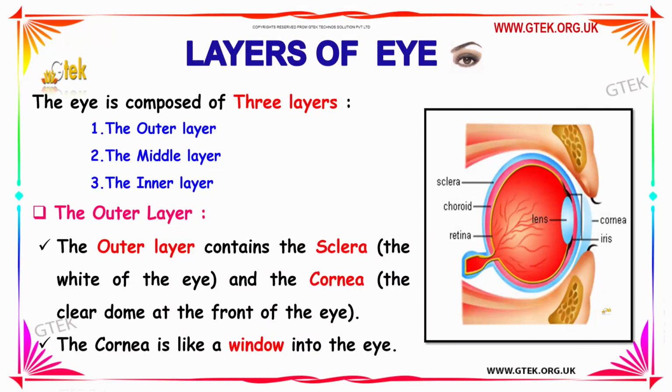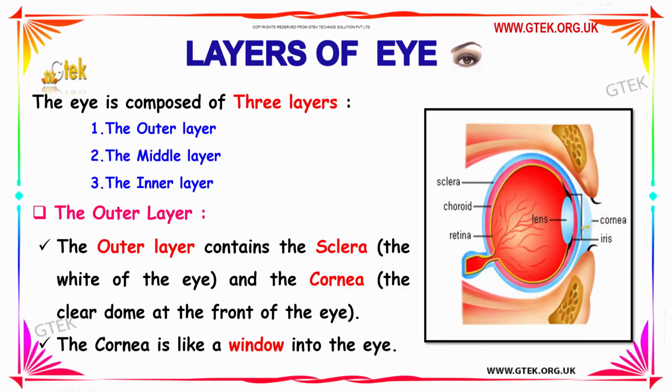Next, we are going to see the layers of the eye. The eye is composed of 3 layers: the outer layer, the middle layer, and the inner layer. The outer layer consists of the sclera, that is the white of the eye, and followed by sclera you can find your cornea, that is the clear dome in front of the eye. You can see over here your cornea, which is transparent and it is like a dome in front of the eye. Cornea is like the window for an eye.